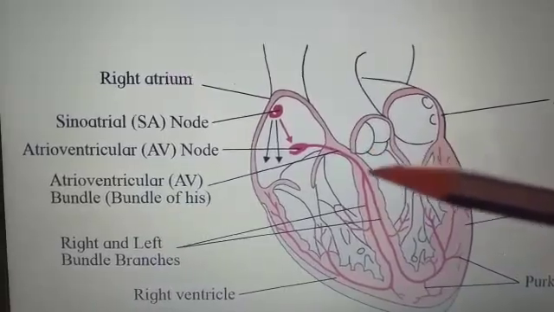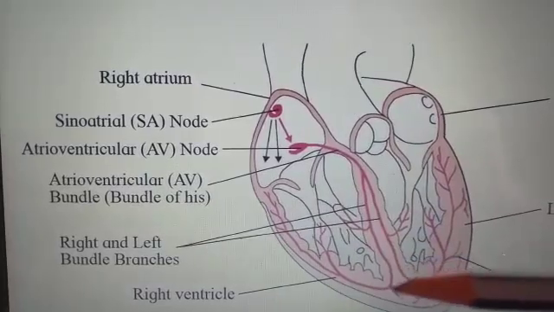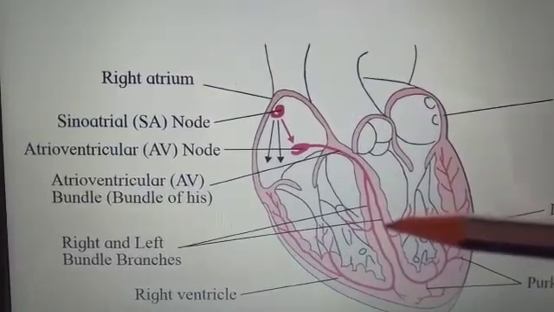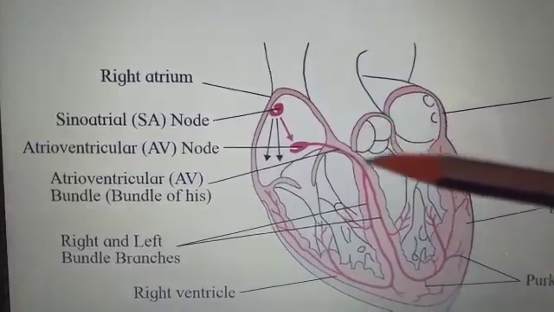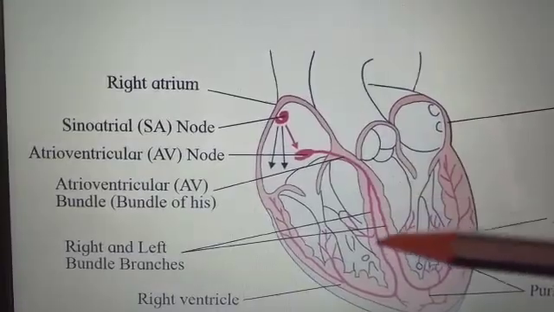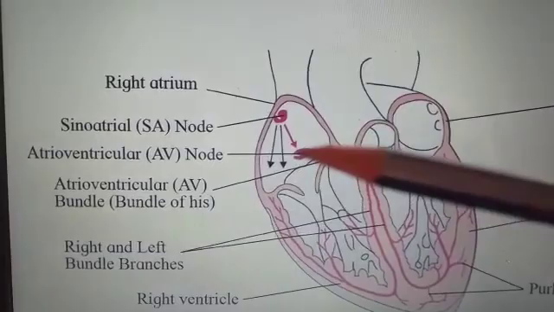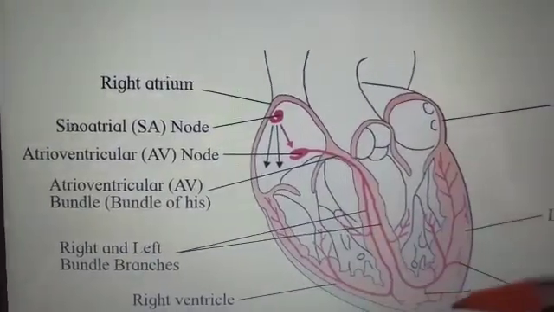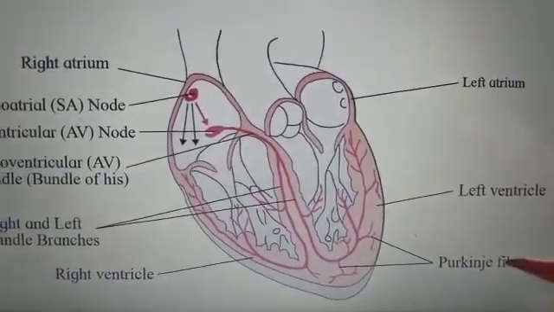Now, the third nodal tissue is the bundle of His, or Tawara. This bundle of His is located on the interventricular septum. Here you can observe this one is the left branch of the bundle of His, and this one is the right branch of the bundle of His. The left and right branches spread on the wall of the ventricle. What is the role of the bundle of His? The bundle of His receives the impulse from the AV node and transmits those impulses on the wall of the ventricle with the help of Purkinje's fibers.